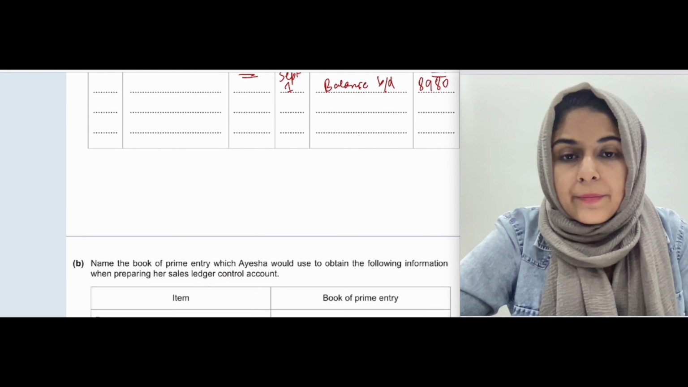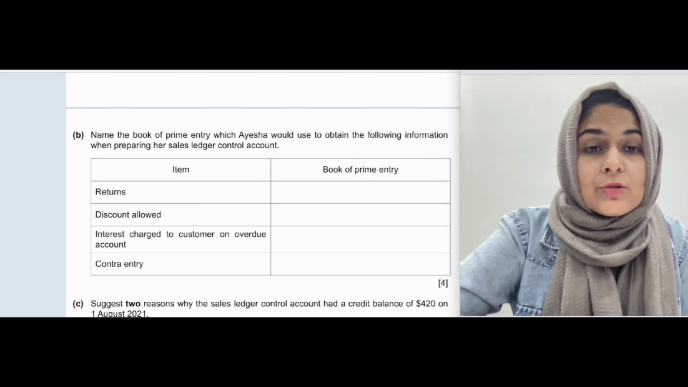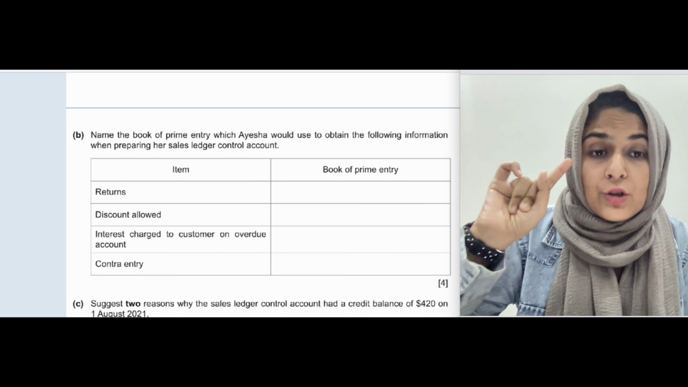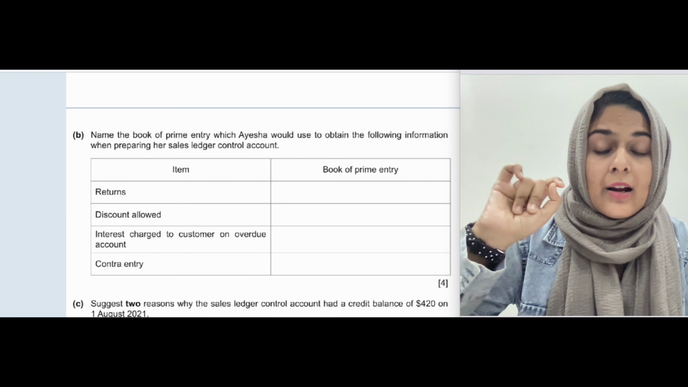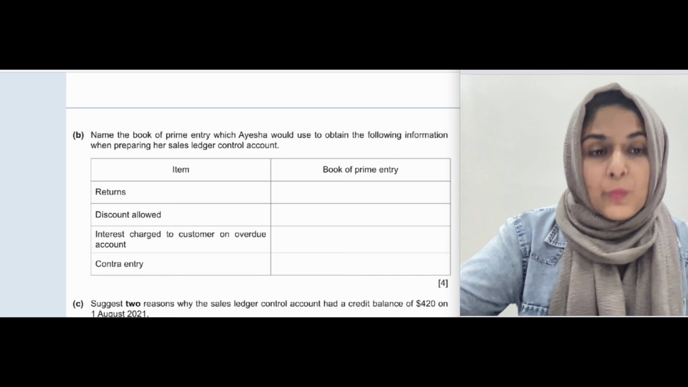So here in the next part of the question they are saying name the book of prime entry which Aisha would use. So the point to note here is that control accounts are made, basically control accounts are made using the information from the books of prime entry.